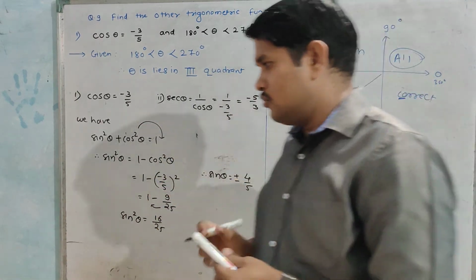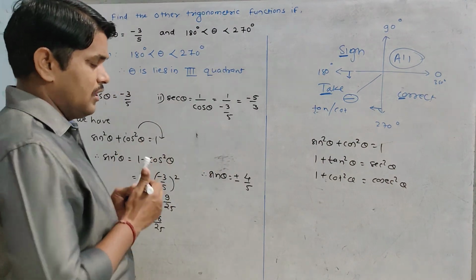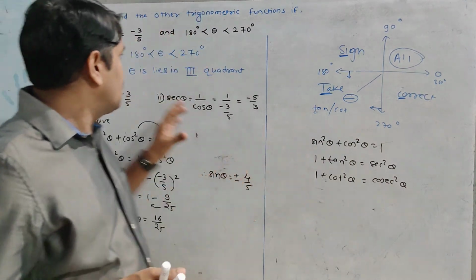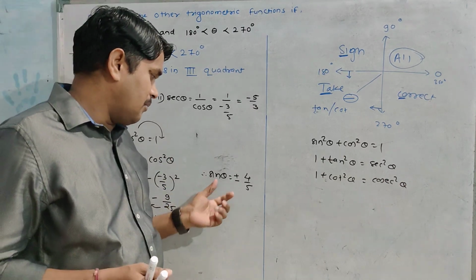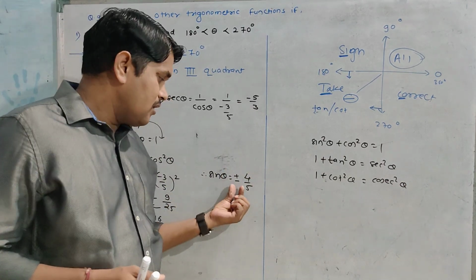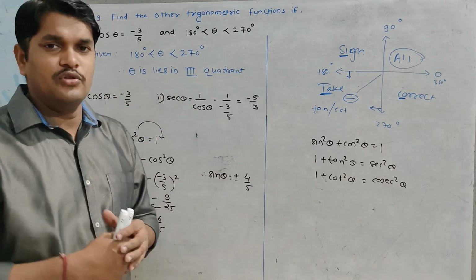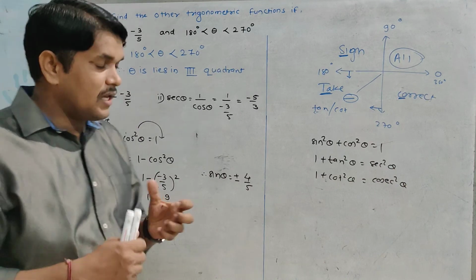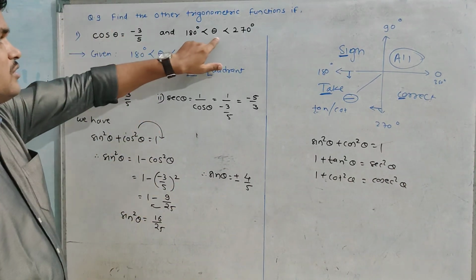Okay, we have to choose the value which lies in the third quadrant. So theta lies in the third quadrant. There are two values of sin theta, plus 4 upon 5 or minus 4 upon 5. आपल्याकडे दोन व्हॅल्यूज आले, एक प्लस 4 upon 5, दुसरी काय असणार मायनस 4 upon 5. आता घ्यायची कुठली क्वेश्चन. But for that the condition is given here.